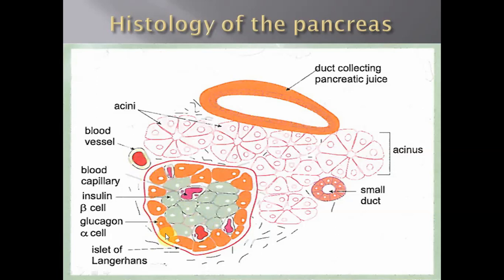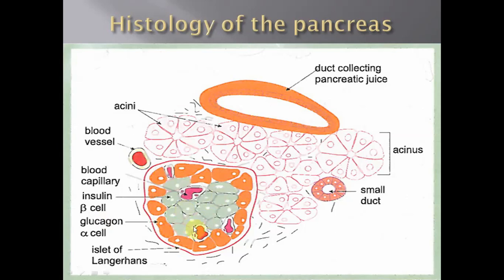Now, the islets of Langerhans have two types of cells: the beta cells, which produce insulin hormone, and the alpha cells, which produce another hormone called glucagon. Now, these hormones are poured into the blood directly, and this gives the pancreas its endocrine function. The hormones then move in the blood until they find specific target cells that have specific receptors. These hormones bind to these receptors, changing the function of the target cells.